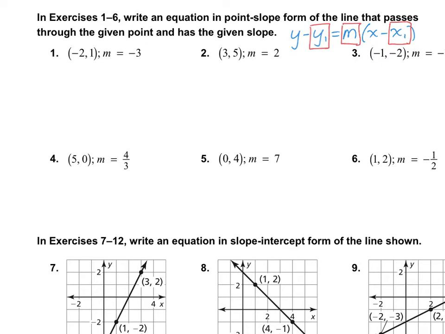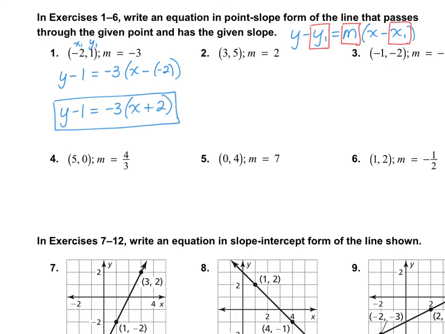So on number 1, this is going to be our x1, this will be our y1. So I'm just going to go ahead and plug it in. Y minus my y1 is 1 equals my m is negative 3, and then we have x minus my x1 is negative 2. So now we always want to simplify if we can. Y minus 1 equals negative 3, and then x plus 2. They're not asking us to change it into slope-intercept, so I can just leave it as that as my answer.